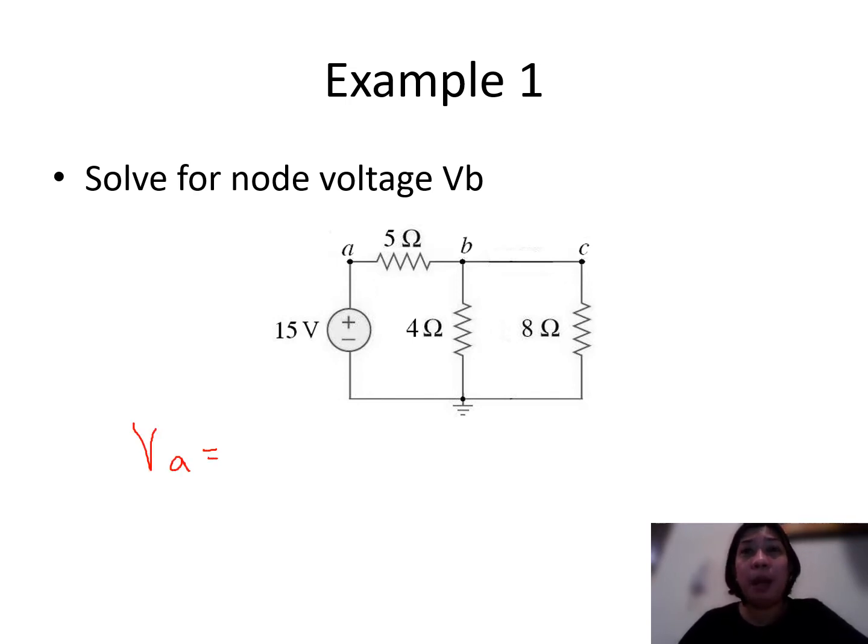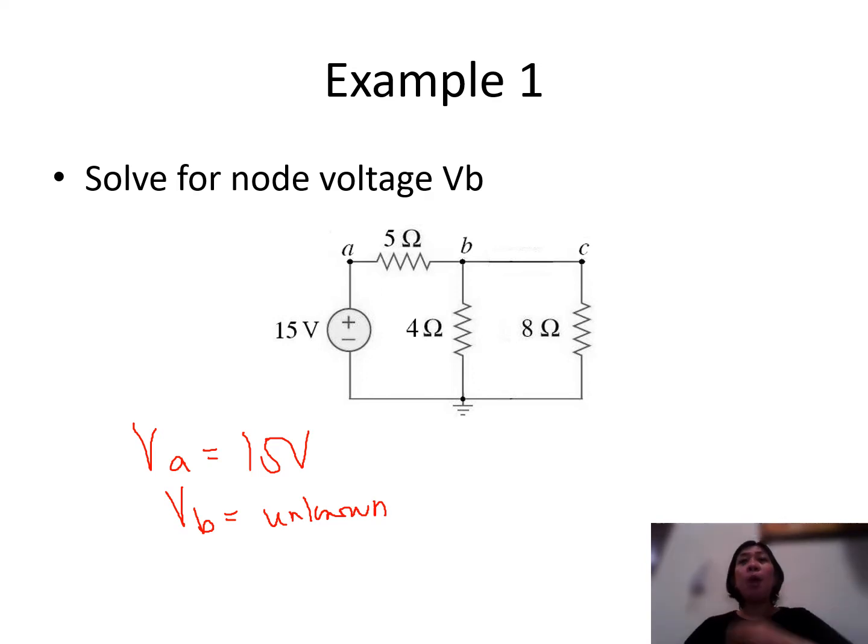Just like our previous example, our VA here is equivalent to 15 volts. So we have here your VB. So what is our VB here? This is our unknown. So we have to solve for this VB. But what is the difference between our previous example and this example here?